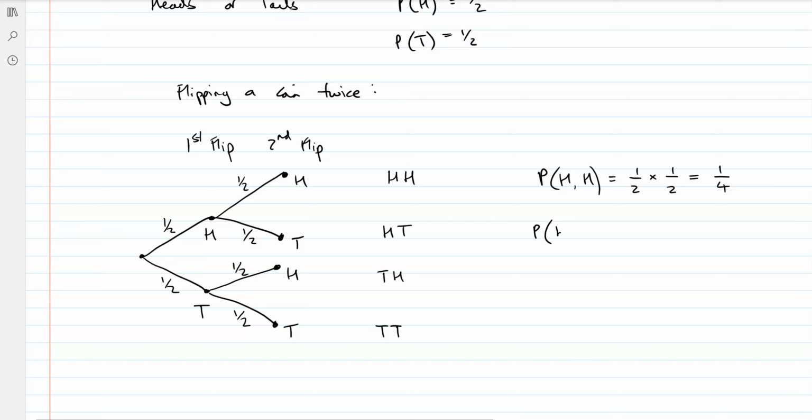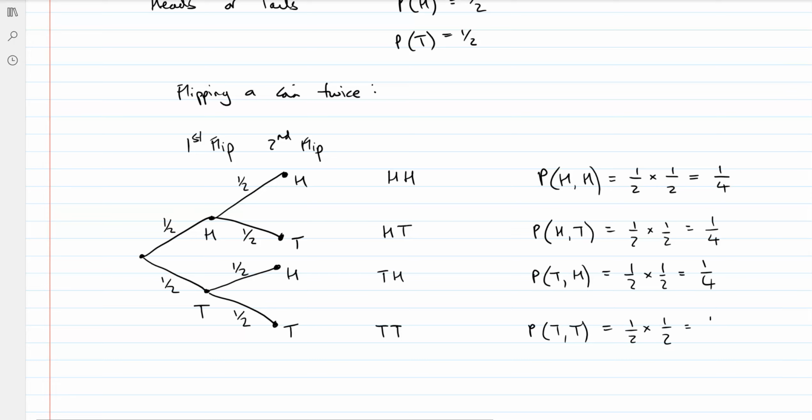Same here, probability of a head and a tail is a half for a head and a half for a tail. Actually ends up being the same. And you'll notice the whole way through this, because it's a coin and because it's fair, the probabilities of each different outcome, all four of them, are all the same.